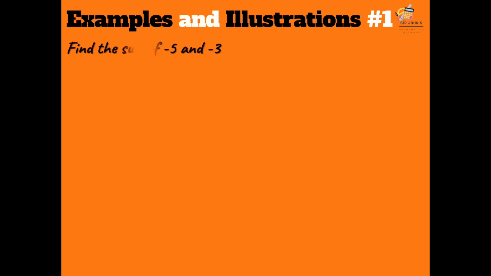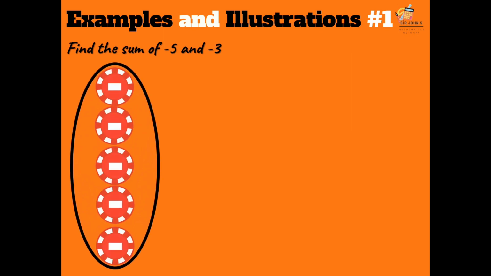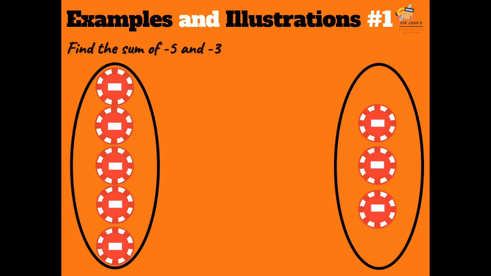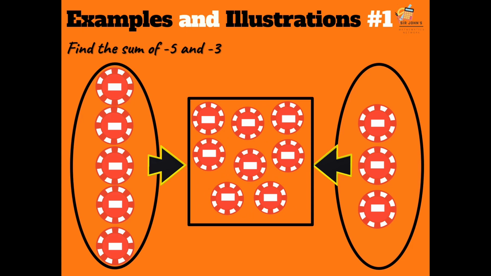Example number 1. Find the sum of negative 5 and negative 3. Step 1. Place 5 negative counters and 3 negative counters. Then, after that, uniting 5 negative and 3 negative counters will give us 8 negative counters. Or, we can write it as negative 5 plus negative 3 is equal to negative 8. So, the answer in adding negative 5 and negative 3 is equal to negative 8.